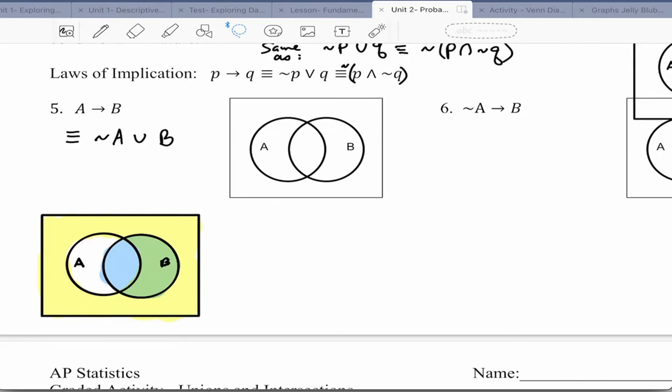So anything that has any shading whatsoever would be part of our solution. So I can now create my graph. Basically, I'm going to shade anything that doesn't involve that little crescent moon part of A.